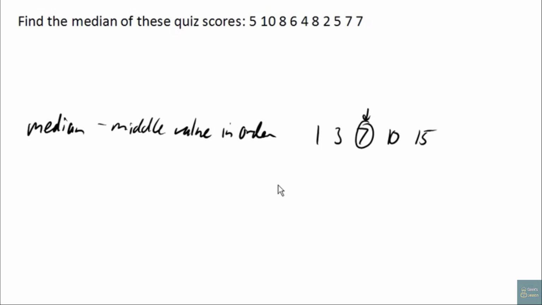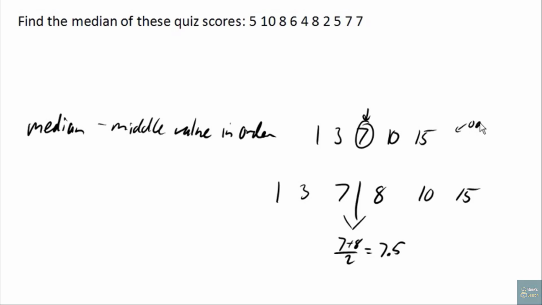If my data was 1, 3, 7, 8, 10, 15, notice now the middle is right between 2 values. When that happens, we find the mean of those 2 values. In other words, we add them up and divide by 2, and we get 7.5 as the median. So if we have an odd number of data, the median will be fairly easy to find. It will be in the middle. And if we have an even number of data, then we need to split the difference.